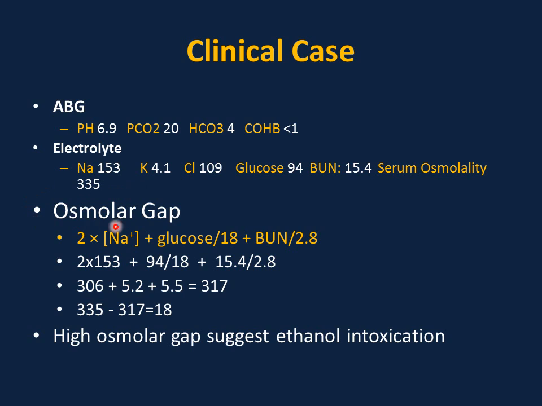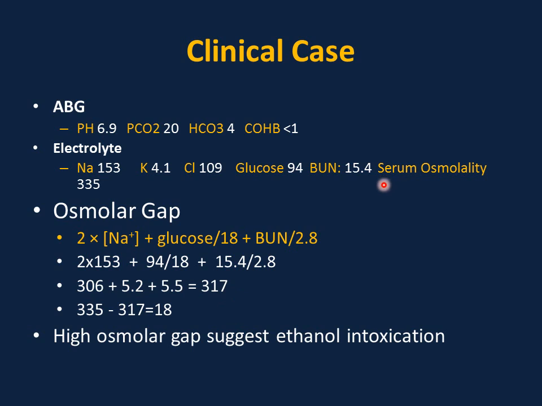The next step is to check the osmolar gap to confirm the suspicion or the diagnosis of ingested ethanol or a similar substance. So you start calculating the osmolar gap by calculating the osmolality first. The calculated osmolarity is 2 times the sodium plus glucose divided by 18 plus BUN divided by 2.8. So the sodium times 2, 153 times 2 is 306, and 94 divided by 18 is 5.2, and 15.4 divided by 2.8 is 5.5. So the total is 317.